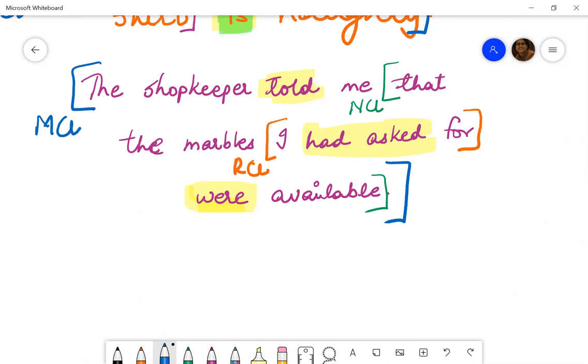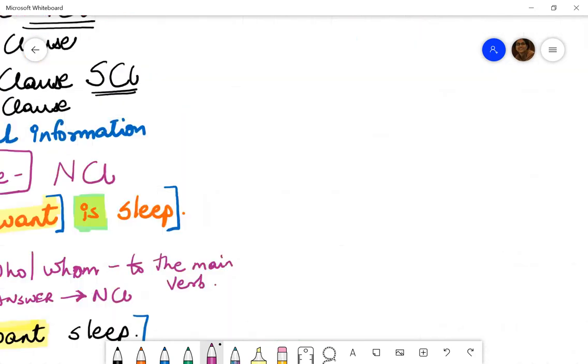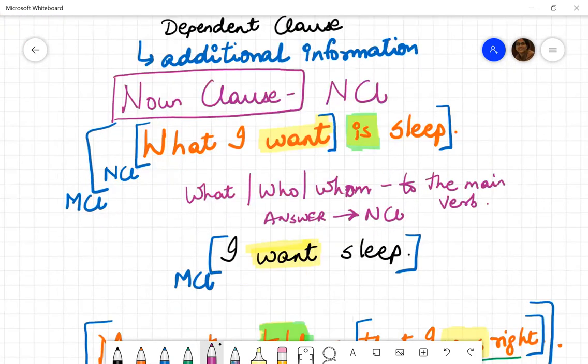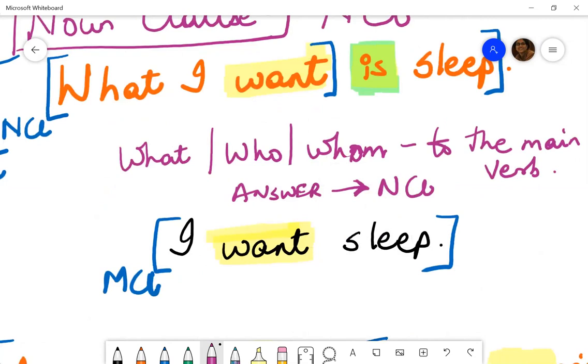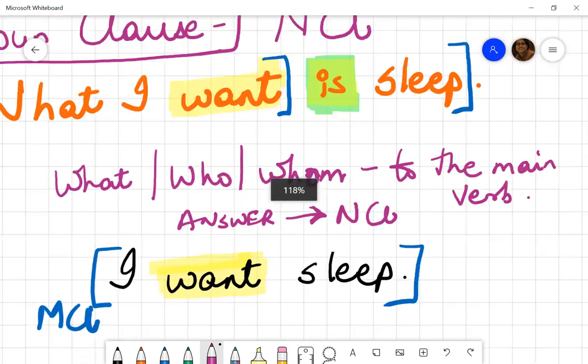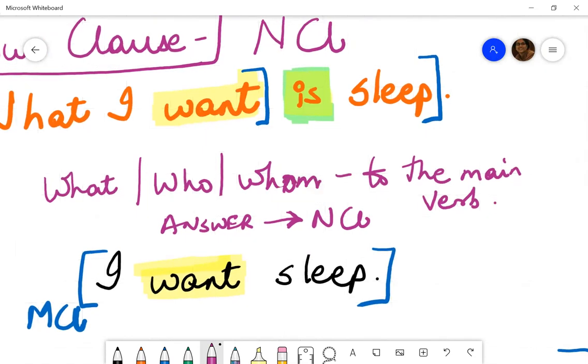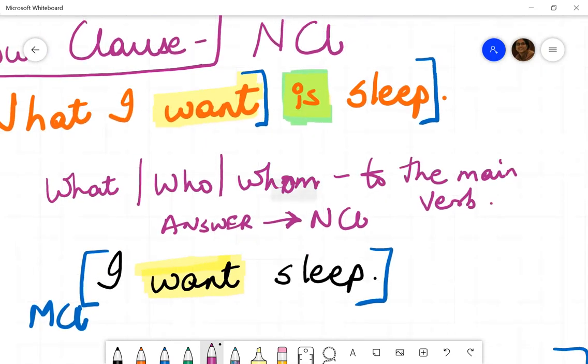Do you get it? So you have to remember that punctuation marks come outside the clauses, but you basically have to condense and chunk ideas together and ask what they are performing and functioning as. And the noun clause answers the question what, who, or whom, right? So that's what the noun clause does. You ask that to the main verb, and the answer that you get, that chunk, is basically the noun clause.